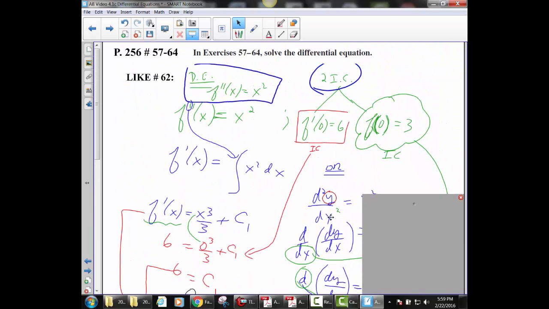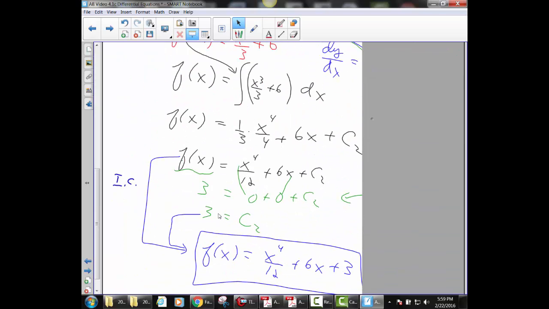Now I go back to the other initial condition. f of 0 is 3. Which means if I replace the x's by 0, I get to replace the f of x by 3, and you find out that c2 is 3. So my f of x is x to the fourth over 12 plus 6x plus c2, which happens to be 3.